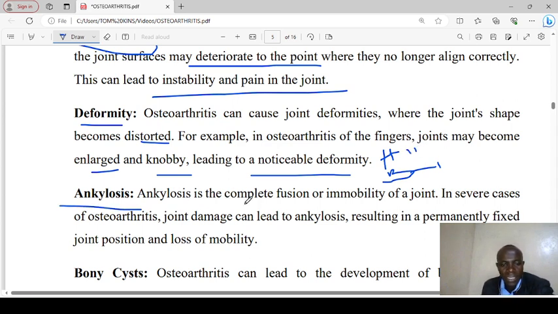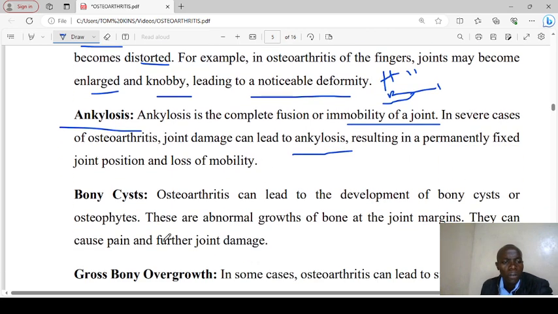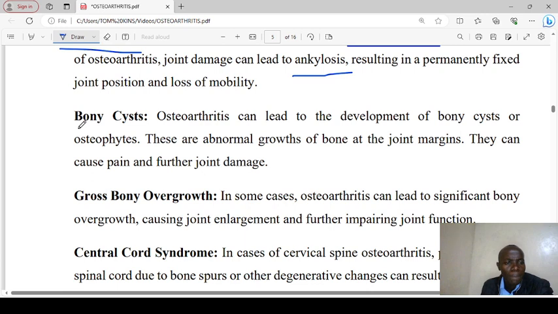Ankylosing. This is the complete fusion or immobility of a joint. So in severe cases of osteoarthritis, joint damage can lead to ankylosis, resulting in a permanently fixed joint position and loss of mobility. We also have the bony cysts.